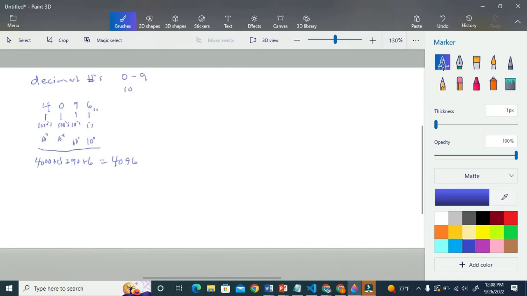But what I want you to take away from this is the fact that there are place values. Those place values are all powers of 10. And that's going to become important as we move forward here.